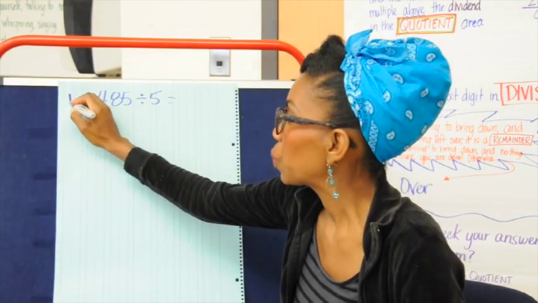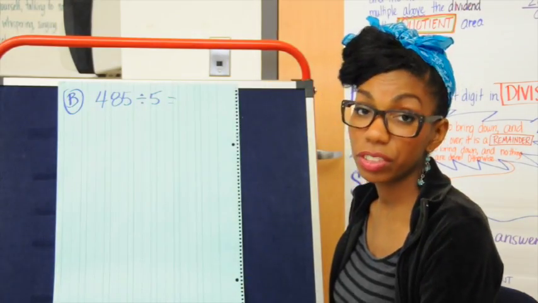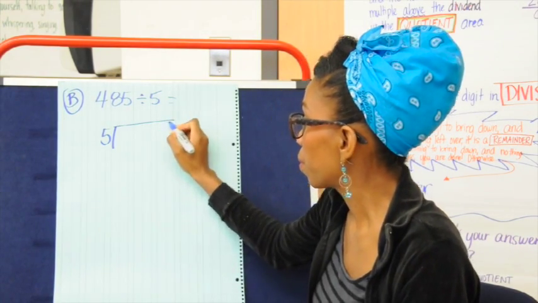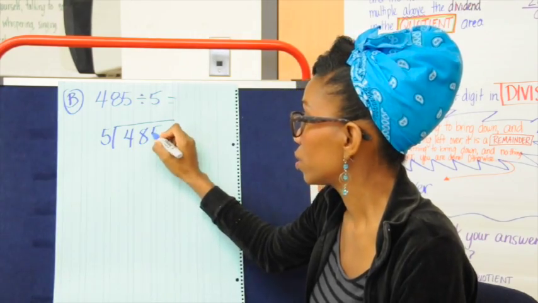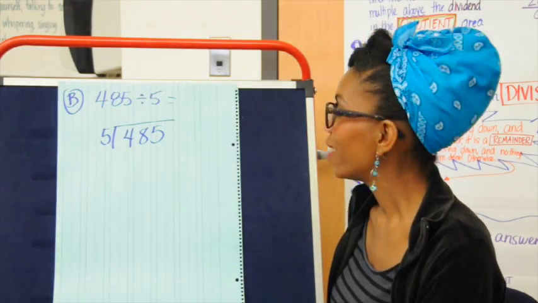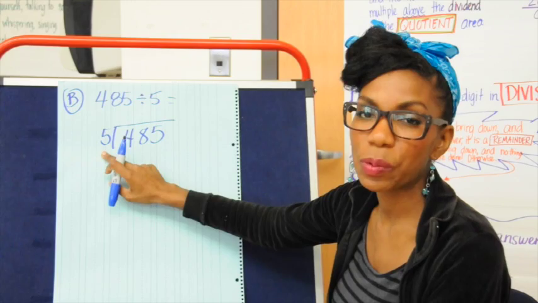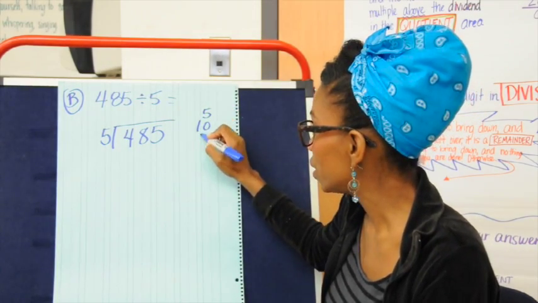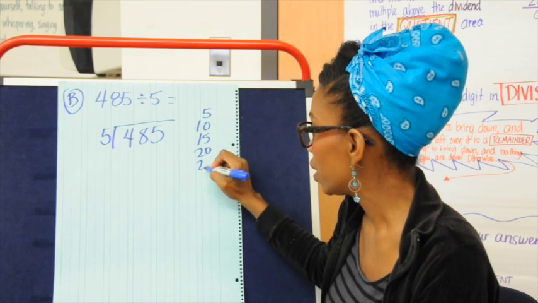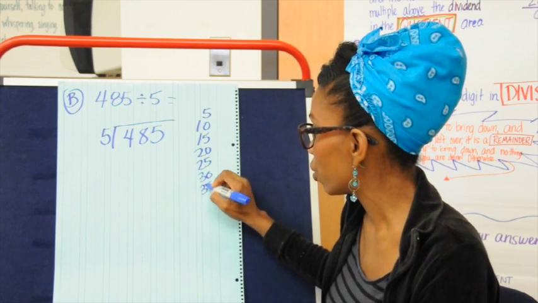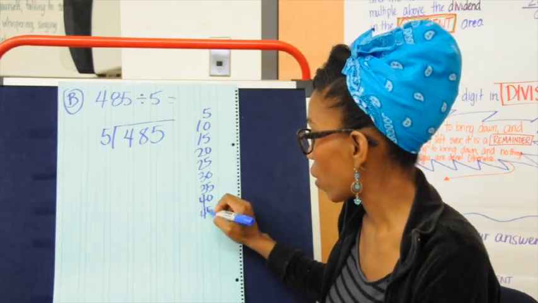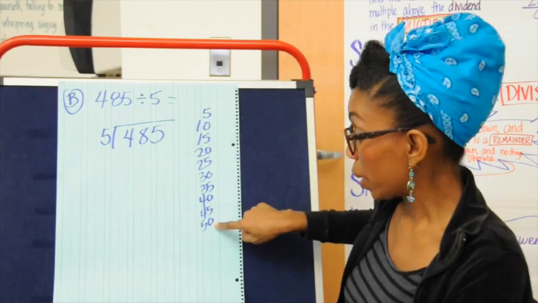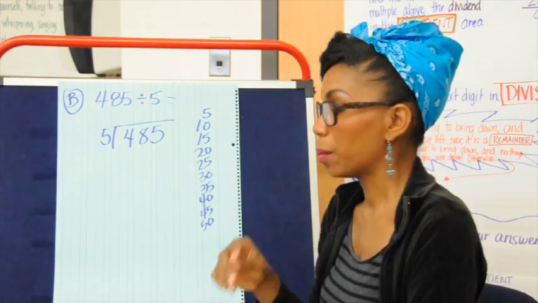Alright, for our next problem, we have 485 divided by 5. I'm going to set my problem up. Again, yours is already done. So the very first step I want to do is list my multiples of 5. This is so easy. 5, 10, 15, 20, 25, 30, 35, 40, 45, 50. I'm going to stop there. I could keep going on forever and ever, but I only need my first 10 multiples.